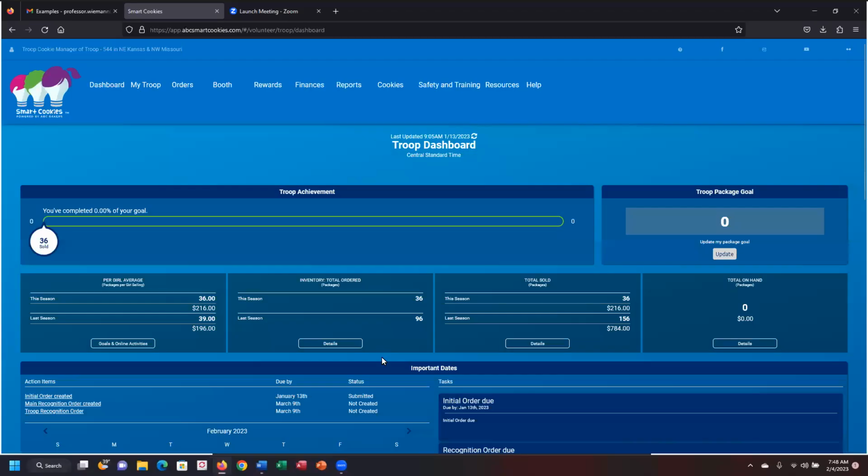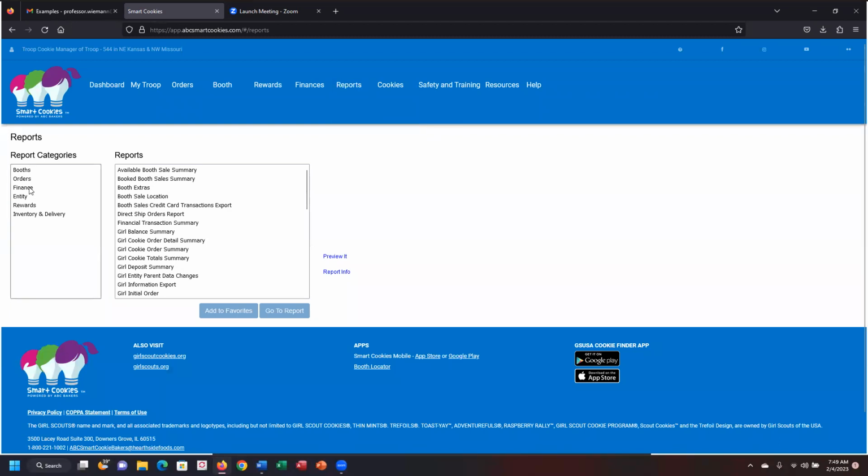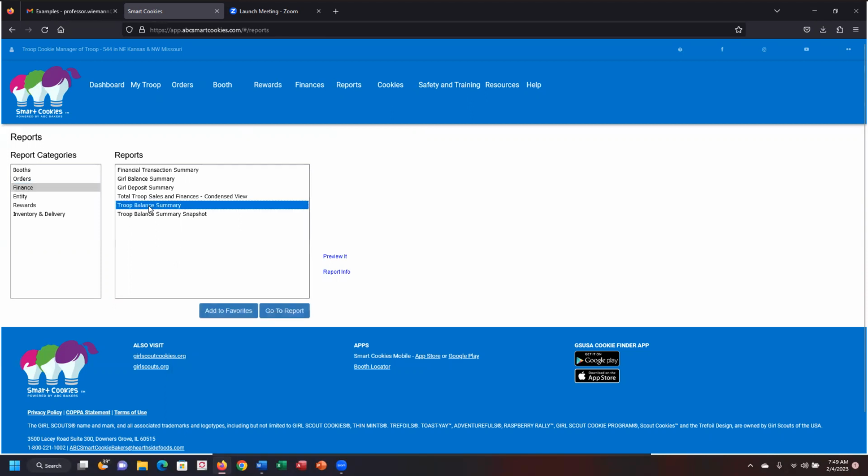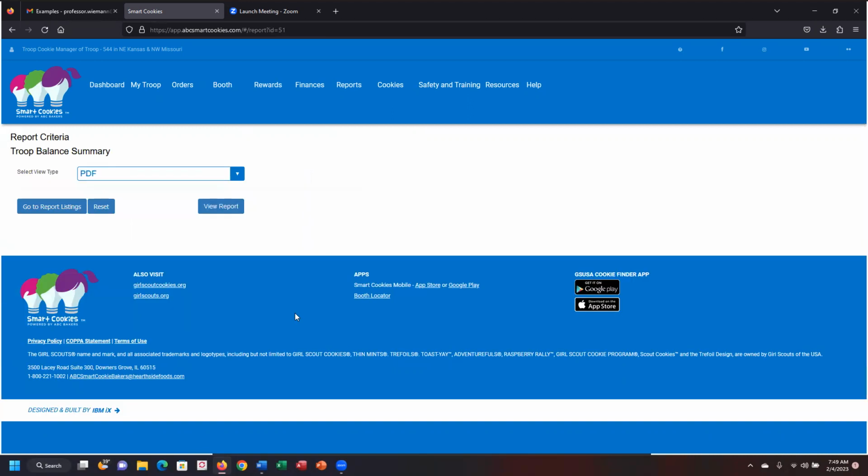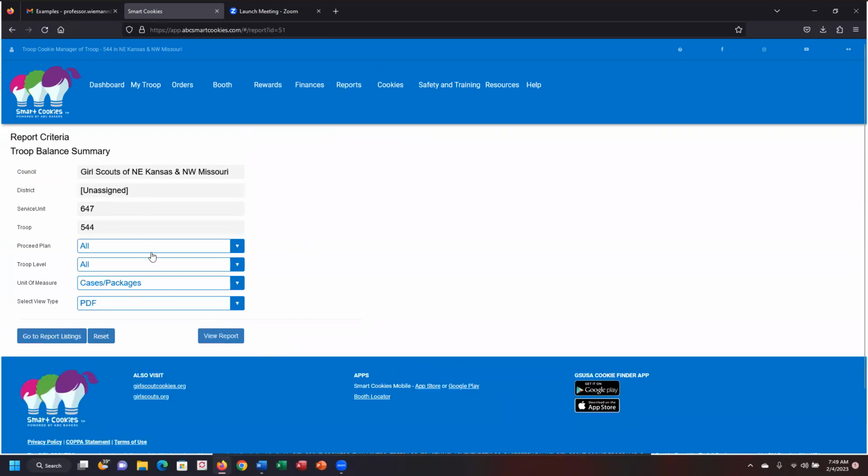So I'm going to pull up Smart Cookies. You need to log into your troop portal inside of Smart Cookies. You're going to go underneath Reports and Currents. Once this comes up, over in the report categories, you're going to select Finance, and over to the right, a Troop Balance Summary. That's the one you're going to want to take a look at. Click Go to Report, and then it's going to give some options. Just leave this as cases and packages. You're going to want to click View Report.